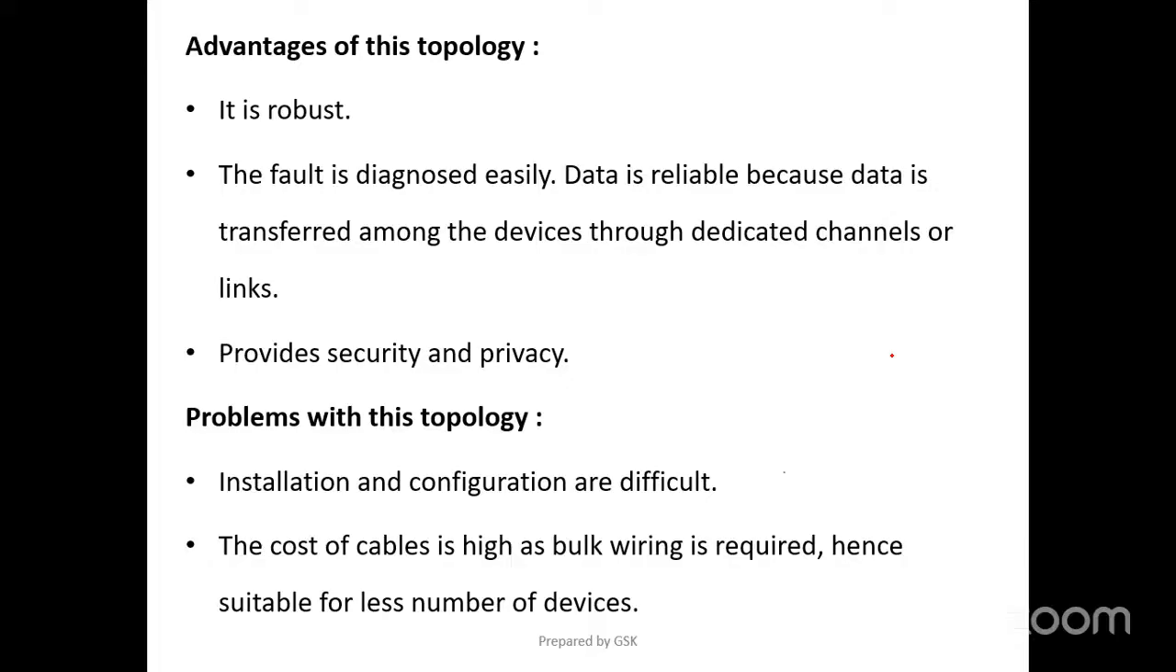The identification of the fault is also very easy because every device maintains a separate line with all other devices. So you can check only that particular link, that particular line. Then you can easily identify the error. It provides security and privacy, obviously, because we are not maintaining any central device. We try to communicate from device to device. That's why no data is stored in a central device.